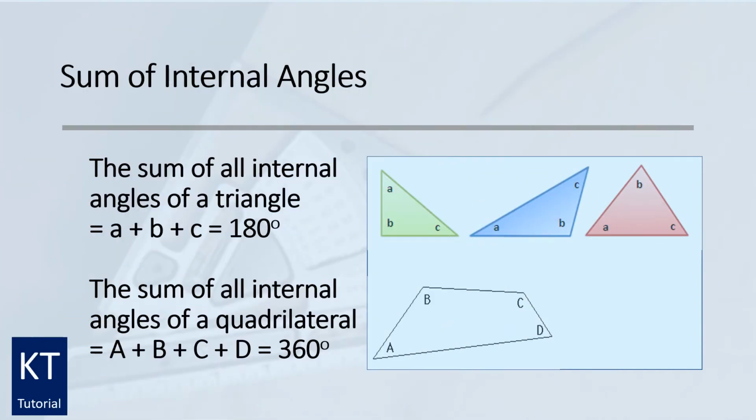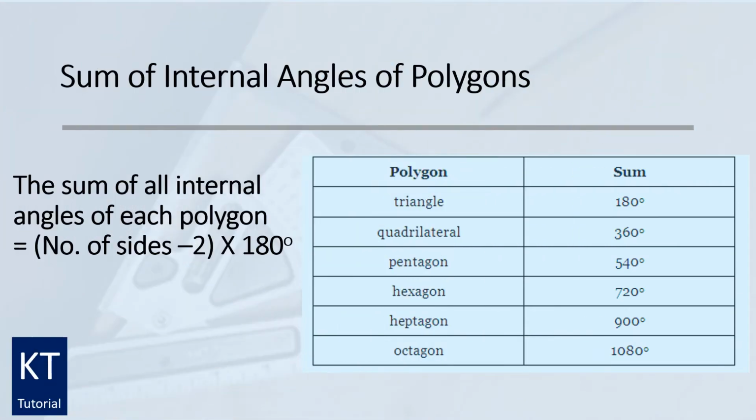Next, we shall start with the sum of internal angles for two polygons which we should be most familiar with. In a triangle, the sum of all its three internal angles is always 180 degrees. In a quadrilateral, the sum of all its four internal angles is always 360 degrees. As for the sum of internal angles of other polygons, they are indicated in the table on the right.